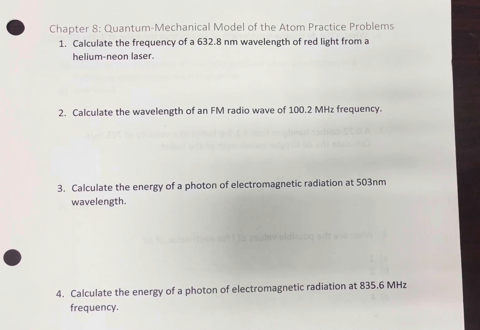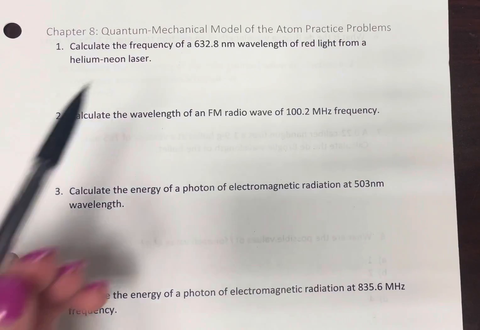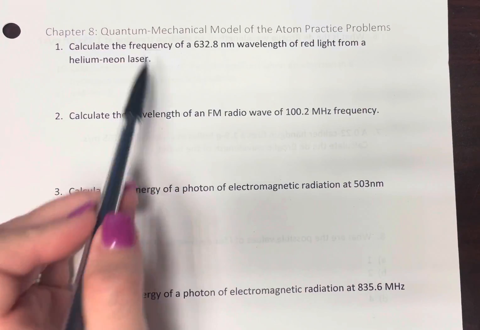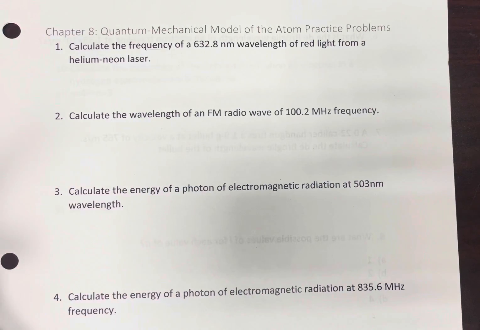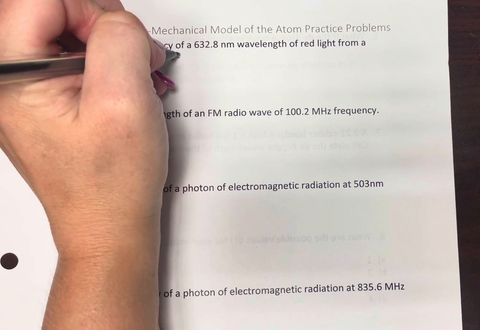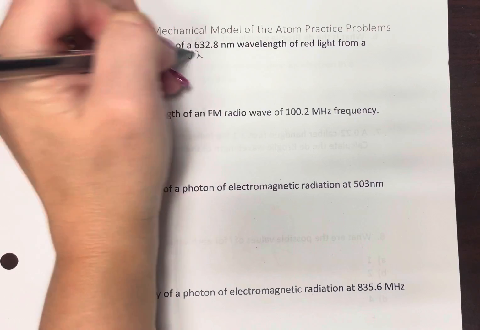Let's get in some practice on some of these light calculations. So here, this first one, we're given a wavelength of light, and we want to know what the frequency is. So again, don't memorize these equations. I'll give them to you. We know that speed of light equals frequency times wavelength.